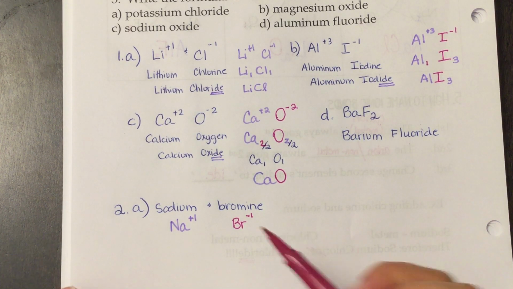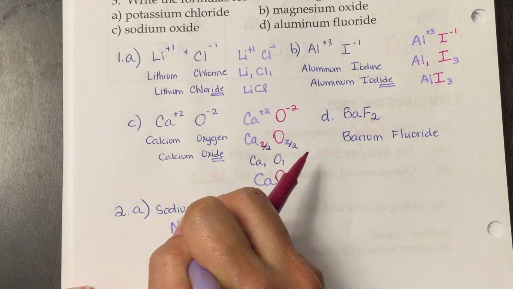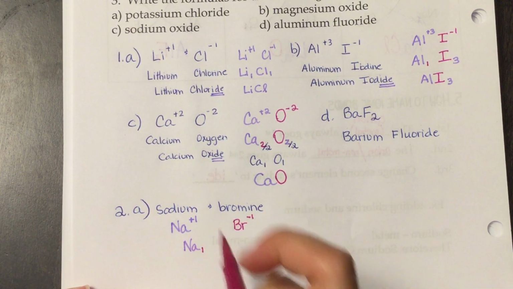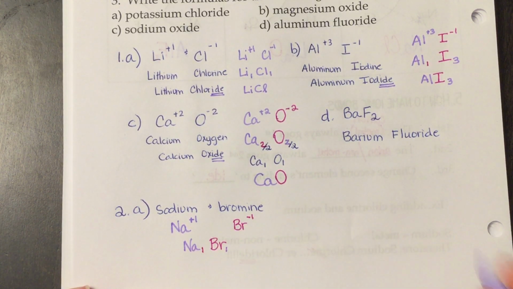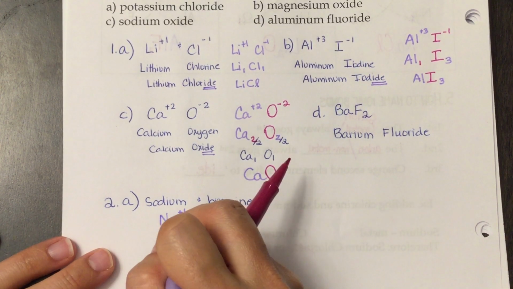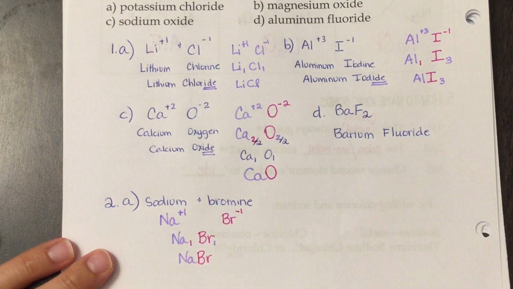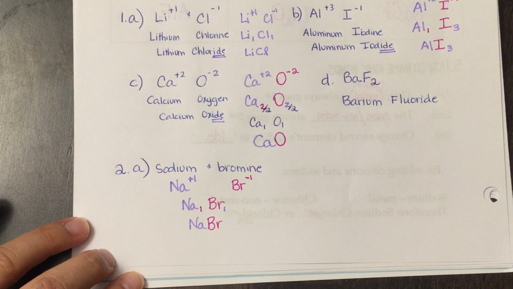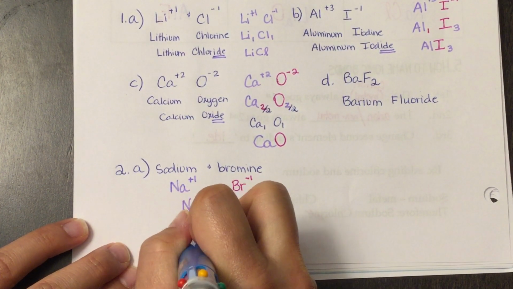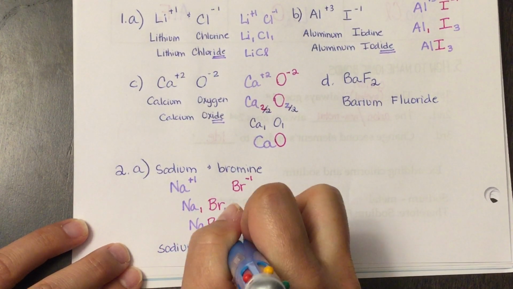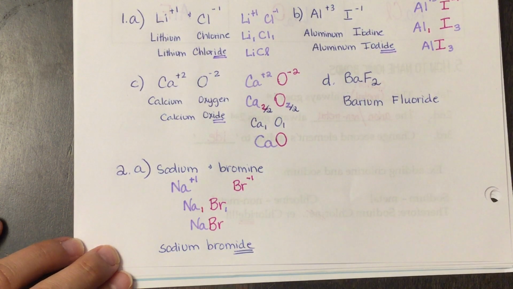Okay, so when we crisscross and combine, we're going to get Na1 and then Br1, and then we drop the ones, and so we just have NaBr. And what is it called? Sodium bromide. Okay, don't forget that.